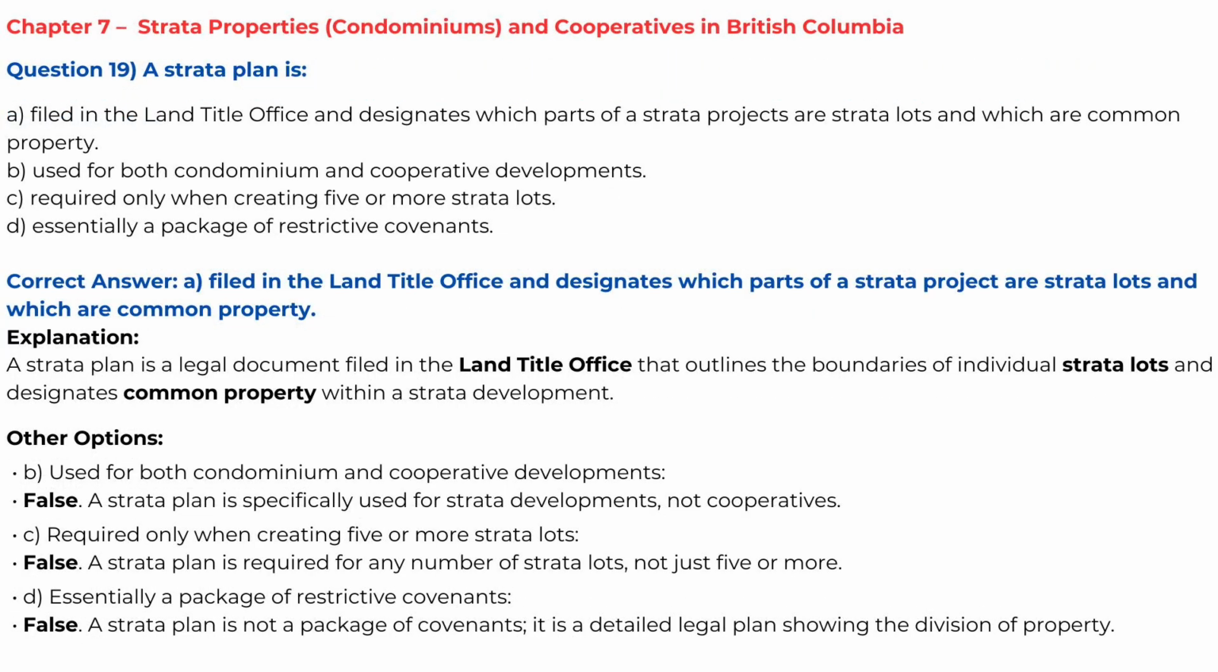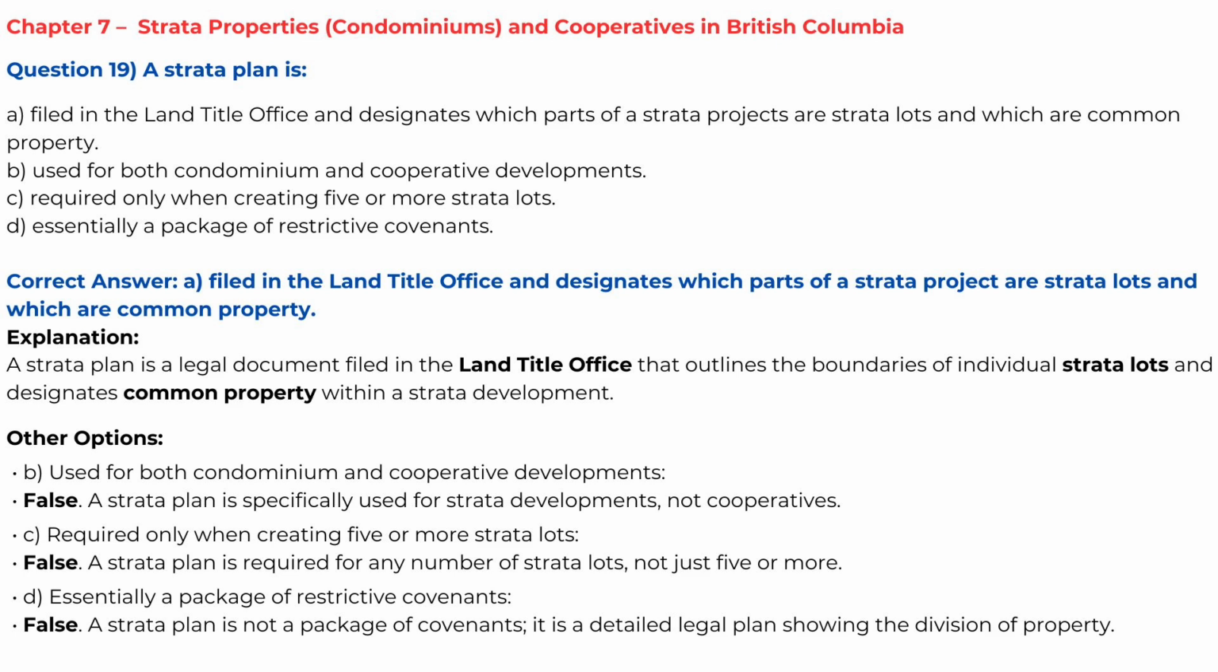Question 19. A strata plan is, correct answer, A. Filed in the Land Title Office and designates which parts of a strata project are strata lots and which are common property. Explanation: a strata plan is a legal document filed in the Land Title Office that outlines the boundaries of individual strata lots and designates common property within a strata development. Other options: B. Used for both condominium and cooperative developments. False. A strata plan is specifically used for strata developments, not cooperatives.